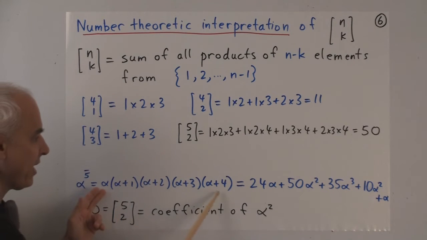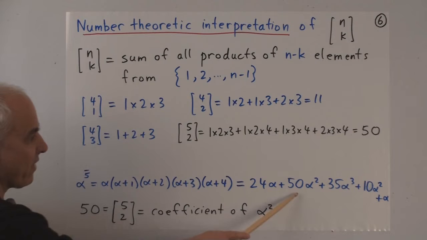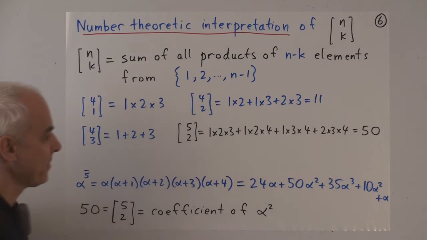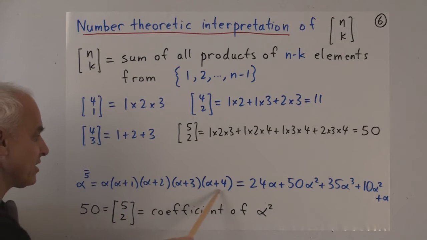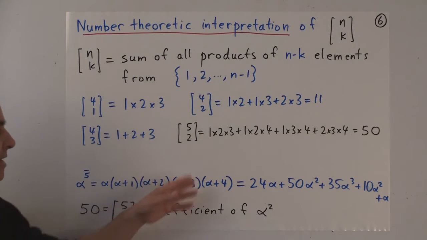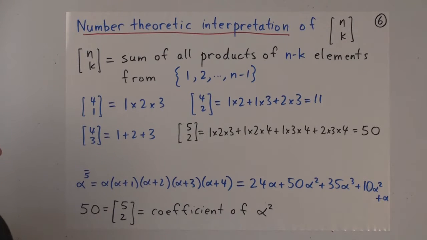And so if you think about what that is, you can see that the coefficient of alpha squared will just be this sum. The sum over all the ways of picking 3 things from these 4 terms, multiplying those 3 things together, 1 times 2 times 3, or 1 times 3 times 4, and adding them all together. That's a rather general reason why this interpretation exists.